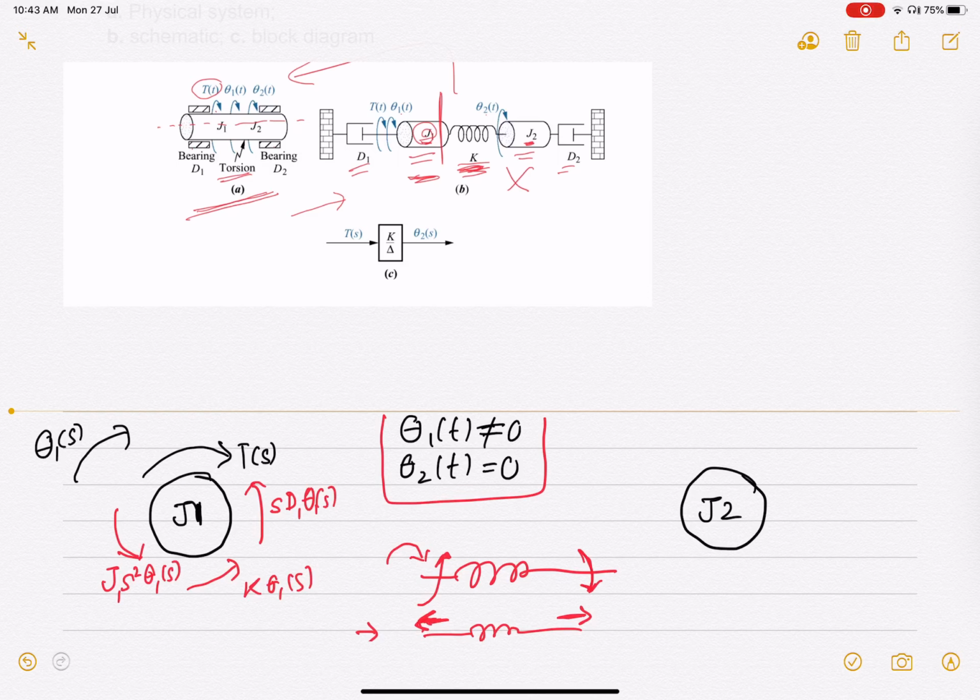You can also imagine that you're holding this spring with your hand on this side, and somebody is trying to apply a torque in the clockwise direction with the spring in his other hand. You'll feel a force in the clockwise direction. So the force on the spring here is going to be in the clockwise direction, opposite to the torque that was here. So it is going to be K theta 1s. This is the only torque that is going to act on J2.